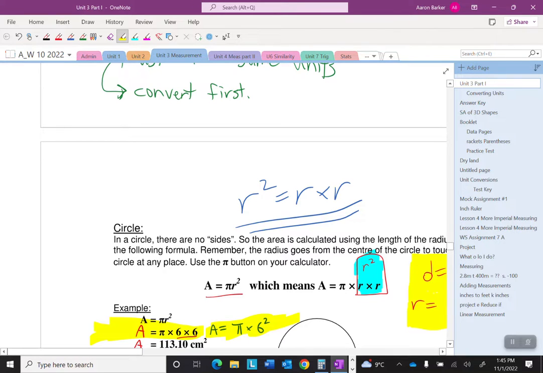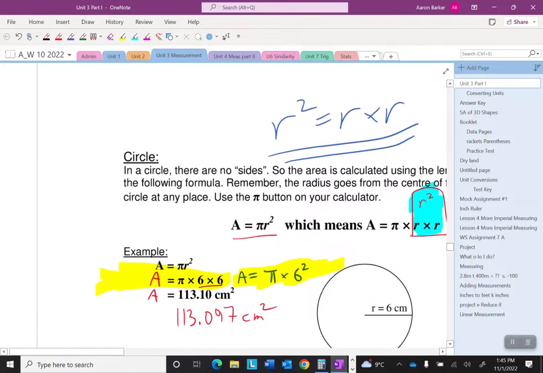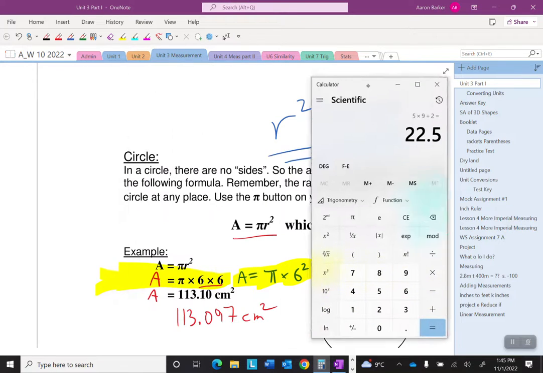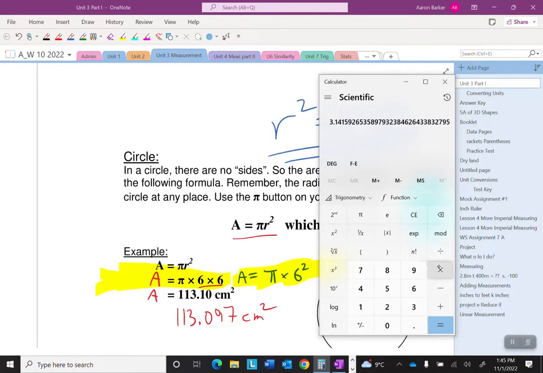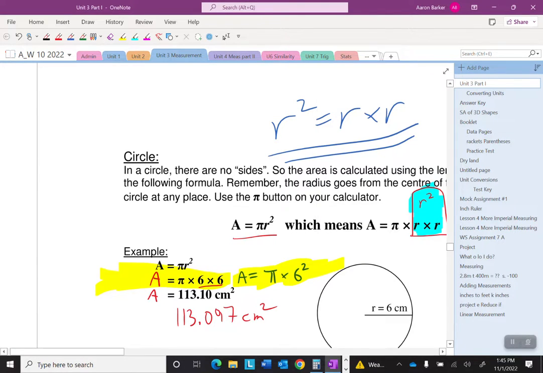So to solve it and get the correct answer, you'll see on the calculator they rounded. So I'm going to go pi times 6 times 6, 113.09. Or I can go pi times 6 squared equals 113.09. Or I can go 6 times 6 times pi equals the same answer, or 36 times pi equals the same answer. So multiplication, you can do it in any order.